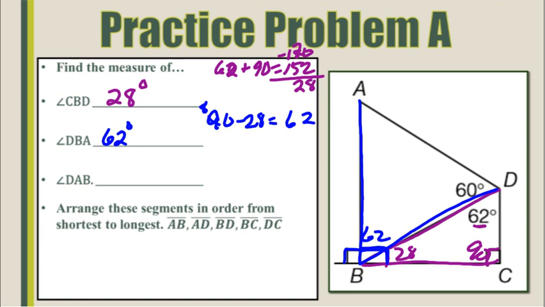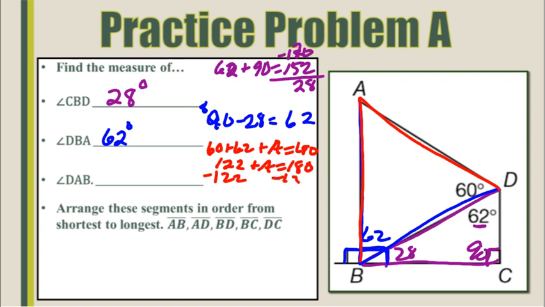And then we can find angle DAB. So DAB, we have one that's 60 plus 62 plus A has to equal 180. So this is 122 plus A equals 180. Subtract 122 on both sides. Angle A has to equal 58 degrees. And it says arrange these segments in order from the shortest to the longest. So AB, AD, BD, BC, and DC.